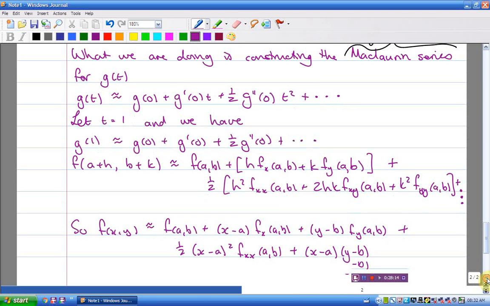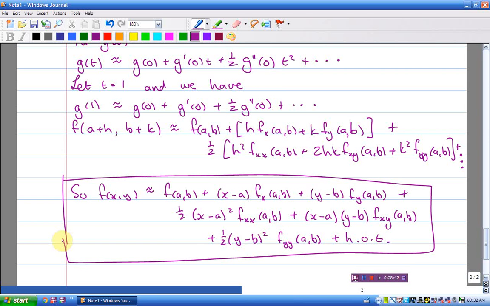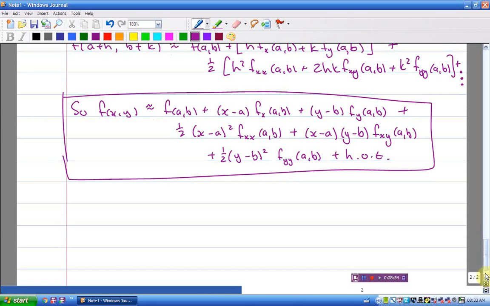But there's a pattern to it. There's a very strong pattern. Oh, there's a mistake in my notes here. Oh dear. HOT, higher order terms. There's a very strong pattern to that. You can remember that. You can totally remember that. Come on, you can remember all the lyrics to your favorite pop song. You can remember this.